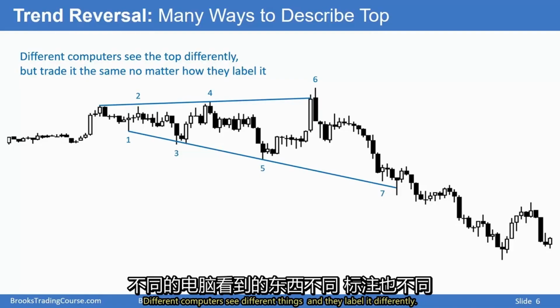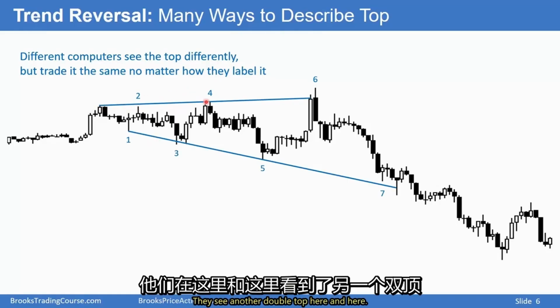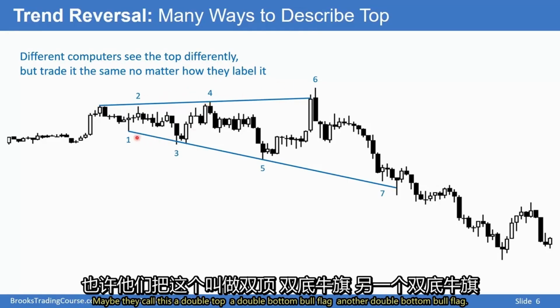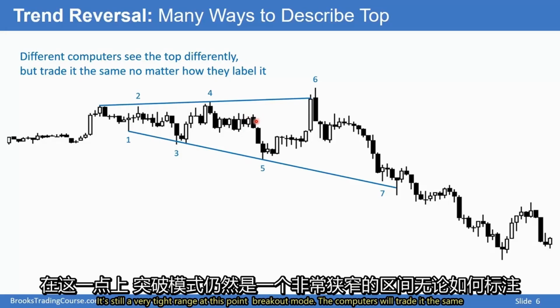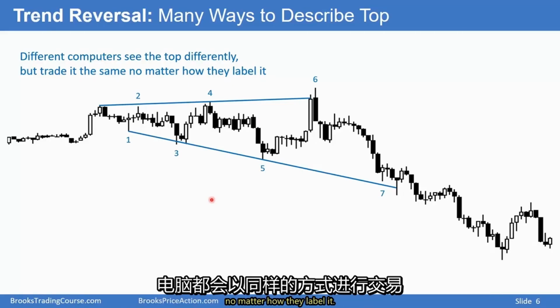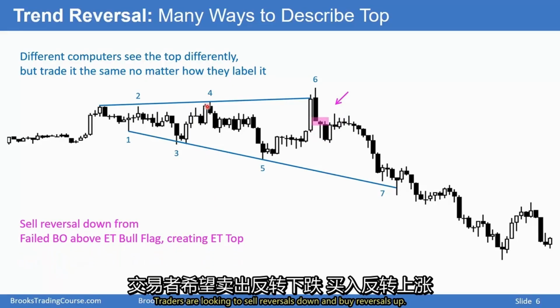Different computers see different things, and they label it differently. Some computers are looking for double tops. They see a double top. They see another double top here and here. Maybe they call this a double top, a double bottom bull flag, another double bottom bull flag. It doesn't matter how you label it. It's still a very tight range at this point, breakout mode. The computers will trade it the same, no matter how they label it. Traders are looking to sell reversals down and buy reversals up.